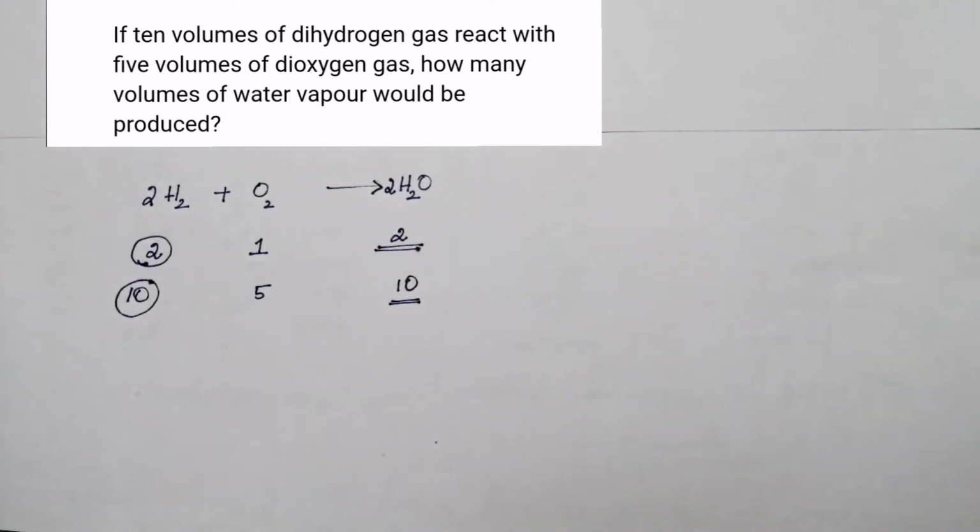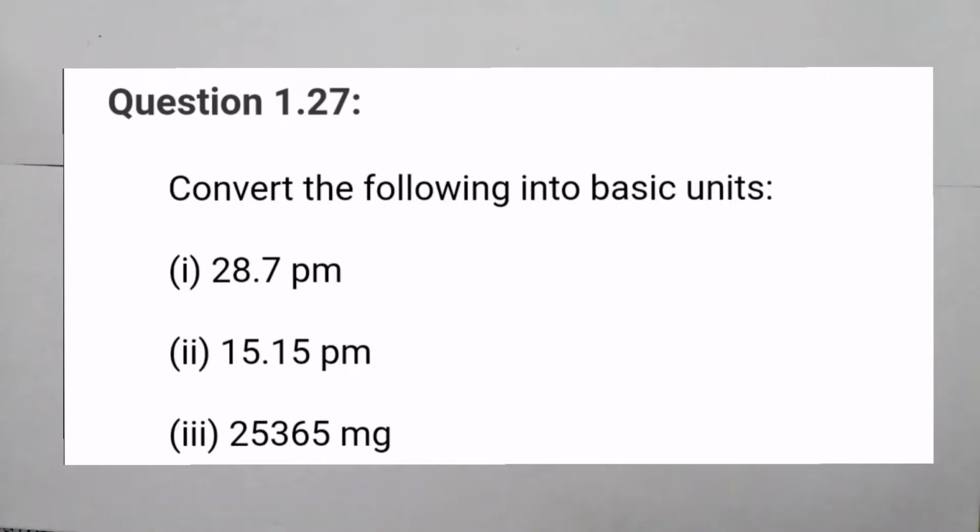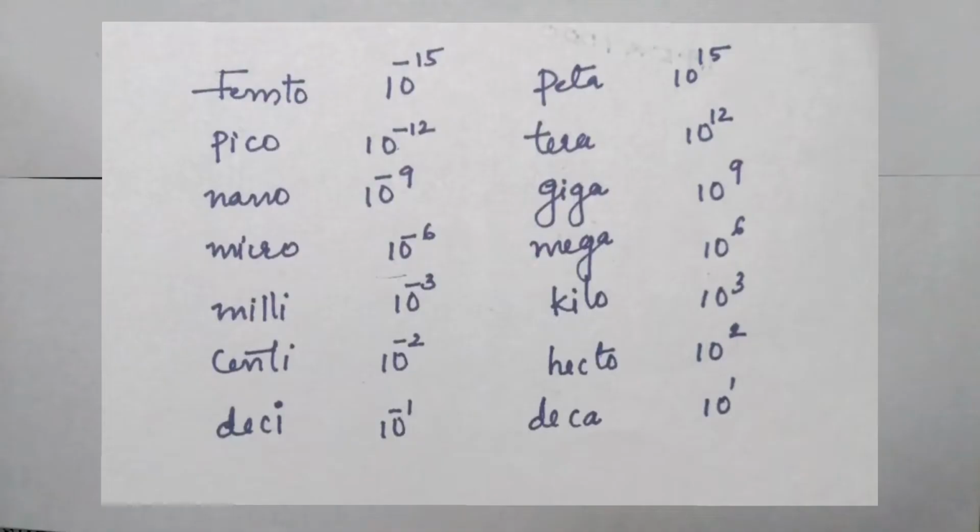To answer such a question, all we have to do is to write down the chemical equation, balance the chemical equation, and then you can easily give the answer. The next question is question number 27, and the question says, convert the following into basic units. And we have 3 questions wherein we have to convert these 3 into their basic units. To solve such a question, I want you all to memorize this table that is given here. If you have memorized this, it is a very easy question.